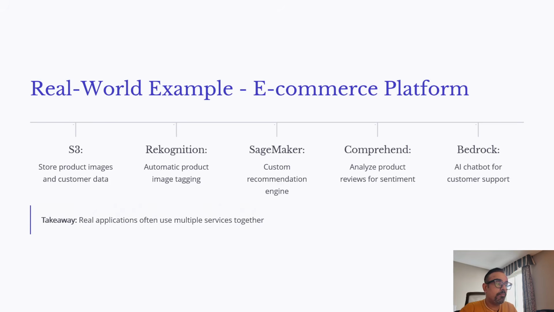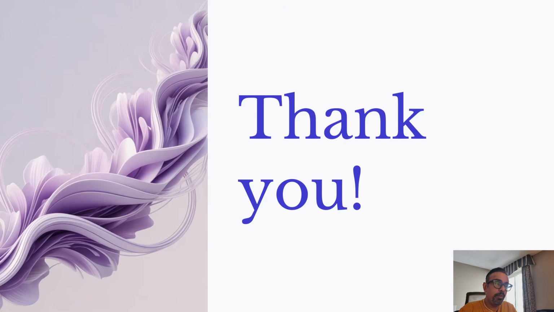accurate responses. So real applications often use multiple services together instead of choosing one service. Successful solutions combine the right tool for each task. This e-commerce platform leverages 5 different AWS services, each handling what it does best, creating a seamless, intelligent experience. And that's a complete overview of the AWS AI ML ecosystem.